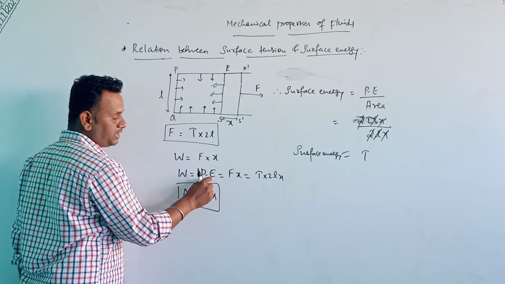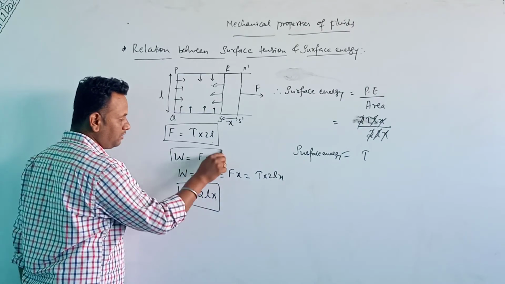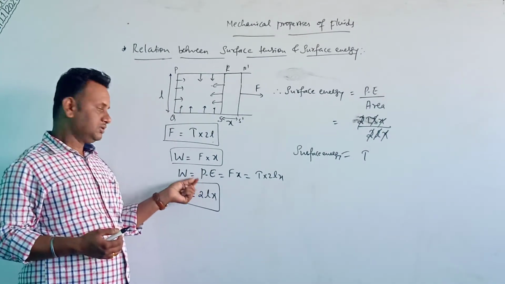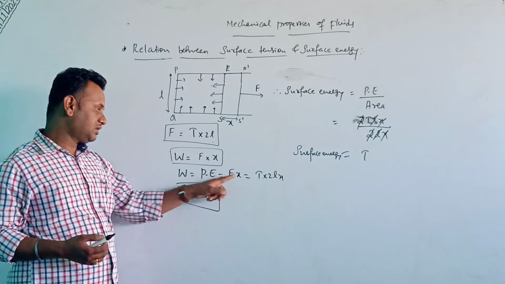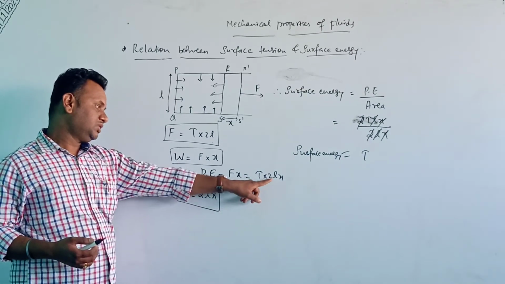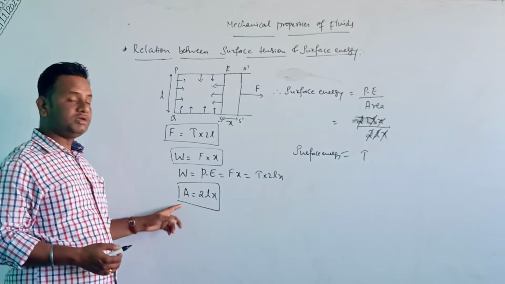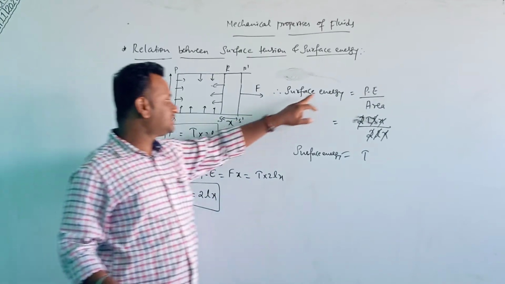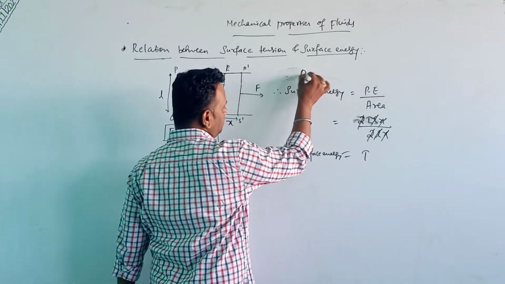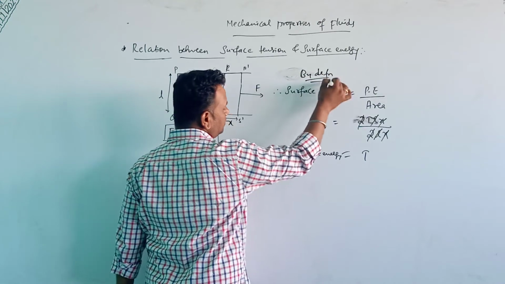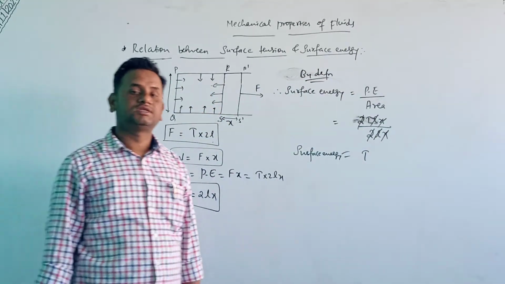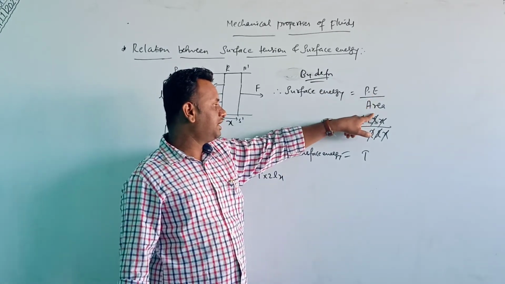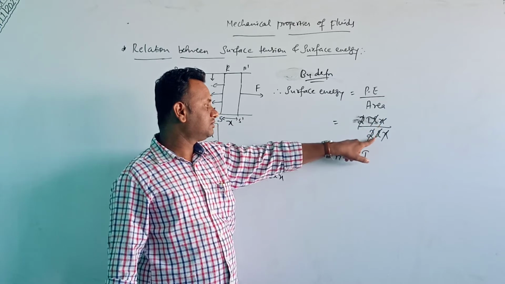So why have I written potential energy here? Because whatever work we are doing here, that work done has been stored as potential energy. So work done is equal to potential energy, which is equal to F into x, that means 2Lx into T. Now how much area has been covered? That is, area is equal to 2Lx here. So therefore, surface energy by definition: we know that surface energy is the potential energy of surface molecules per unit area. Potential energy divided by area, that is 2TLx divided by 2Lx.